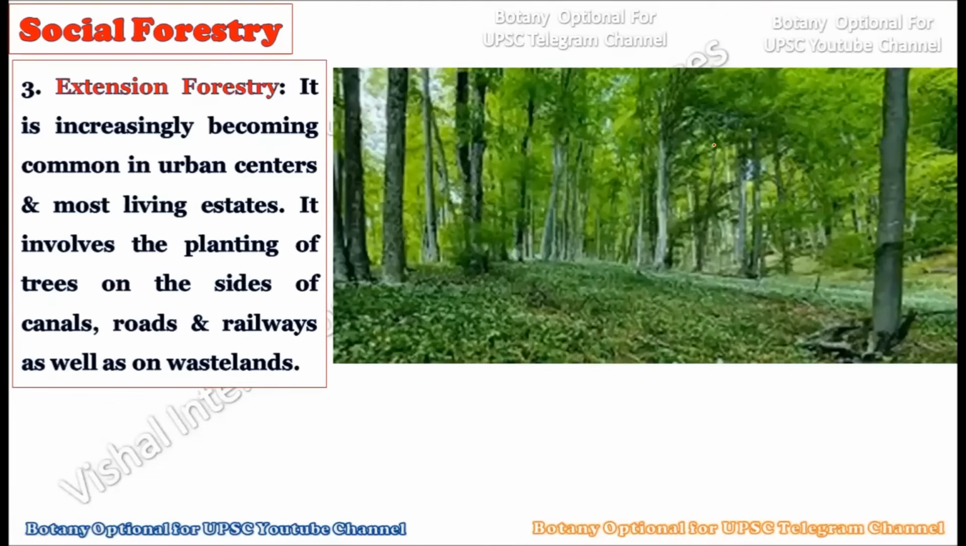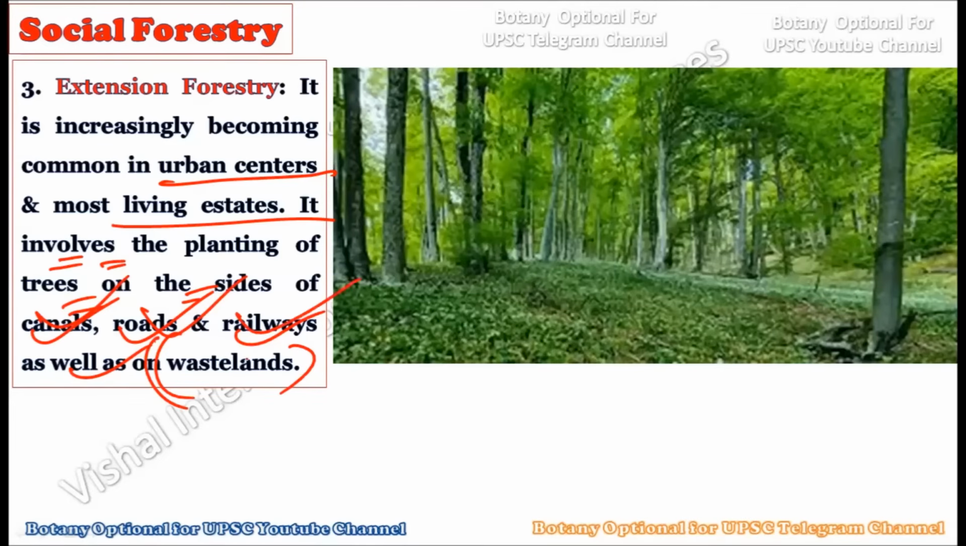Let us consider the third one, extension forestry. It is increasingly becoming common in urban centers and most living estates. Now see why. It involves the planting of trees on the sides of canals, roads, and railways, as well as on wasteland. So if you use the area of canals, the area along the roadsides, or the area of railways or wasteland for planting trees and taking economic benefit out of it, then such a type of forestry is called extension forestry.